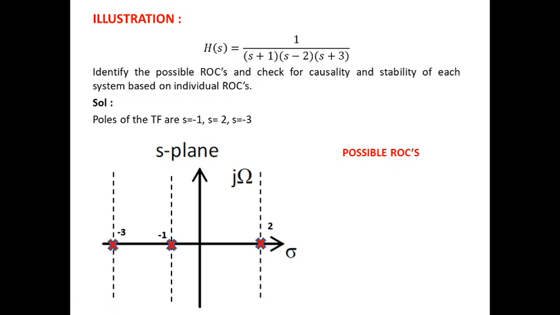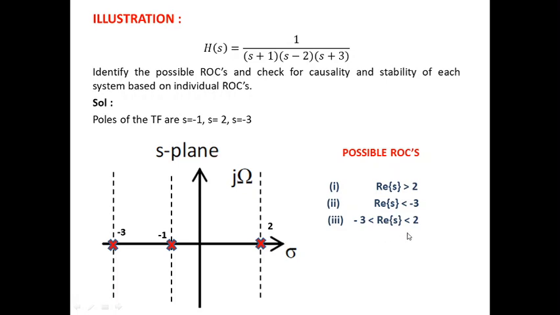If there are three poles and if the given signal is a right-sided signal, ROC will be to the right of the rightmost pole. Hence, the first possible ROC is real part of s greater than 2. The second one is, if the given signal is a left-sided signal, the ROC will be to the left of the leftmost pole, which is real part of s lesser than minus 3. Then the third case is, if the given signal is an addition of right-sided and left-sided, ROC will lie between the extreme poles minus 3 and 2. So real part of s greater than minus 3 and lesser than 2.